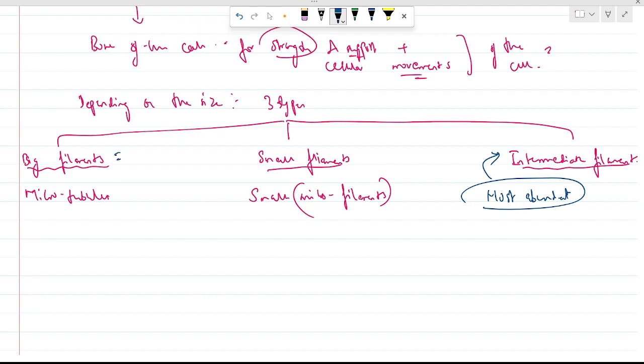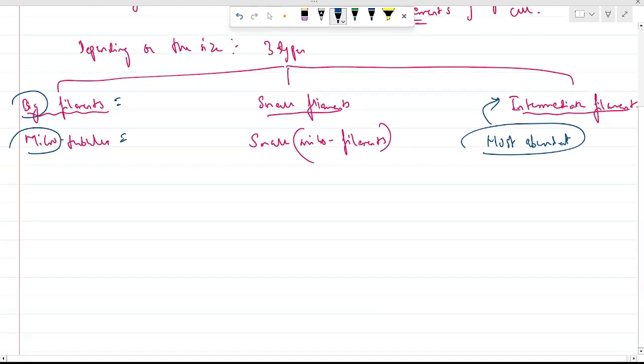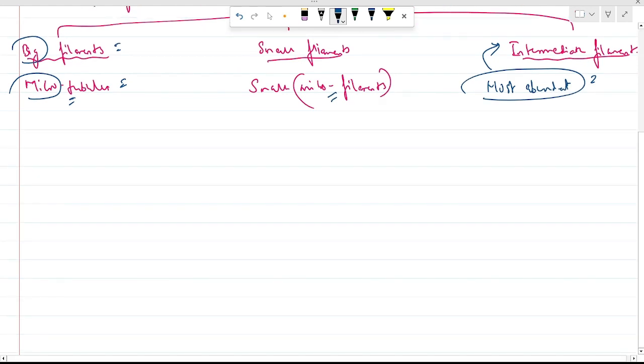The big filaments are called microtubules, not to be confused with the words big and micro. These are named in such nomenclature, we can't do anything. The big filaments are called microtubules. The small filaments are simply named microfilaments. Then the intermediate filaments, which are most abundant. First we are going to discuss the microtubules.